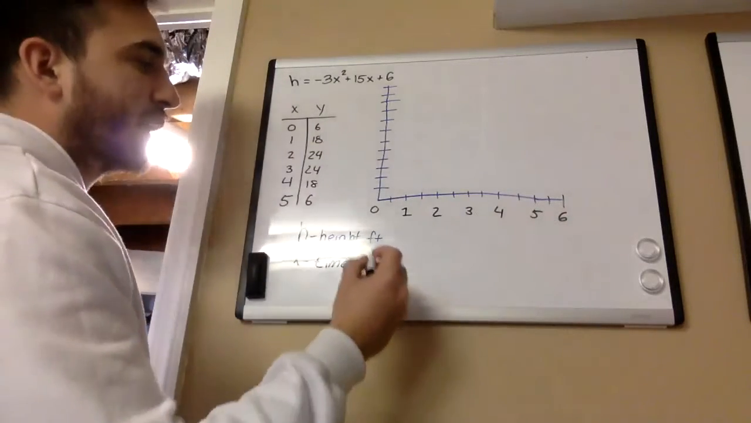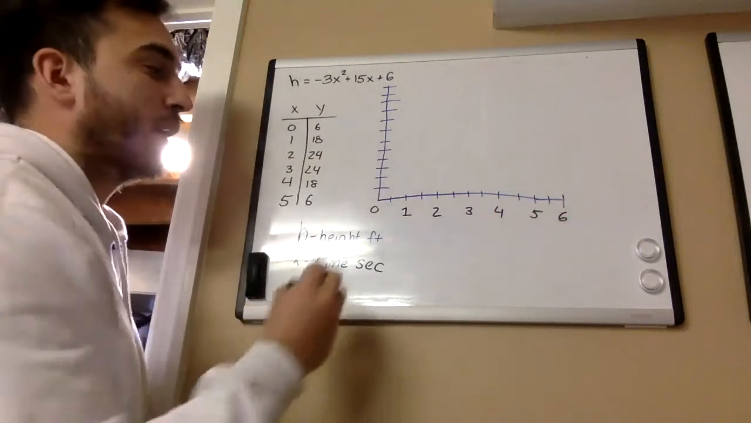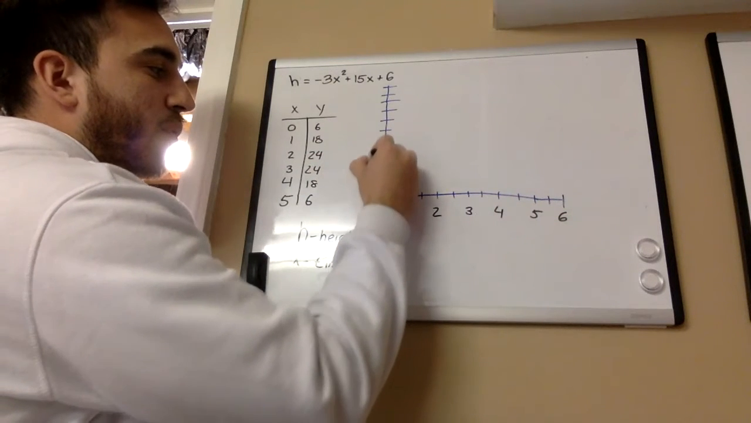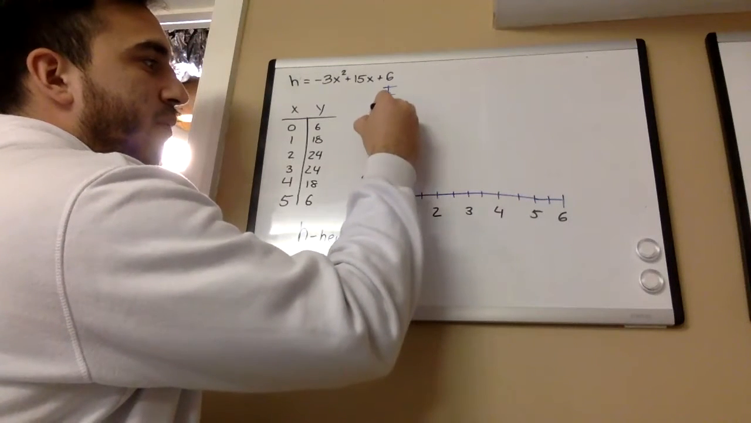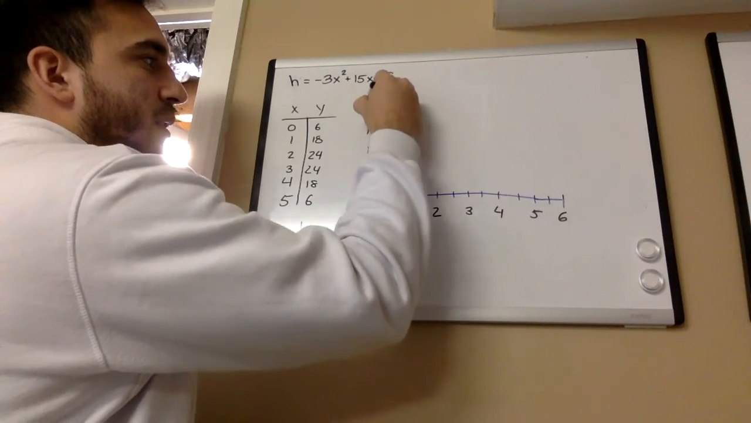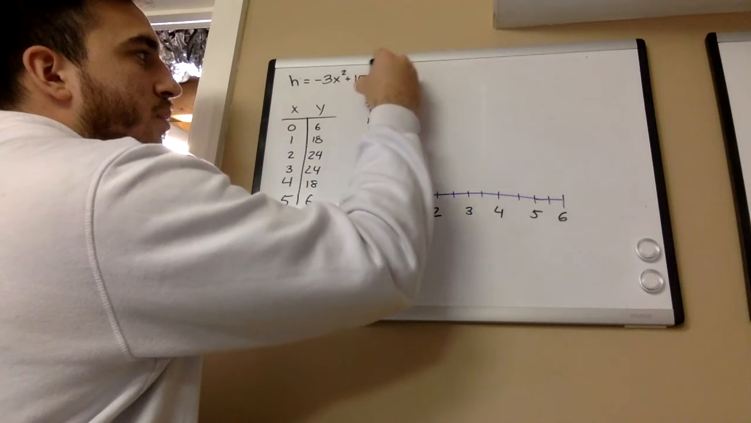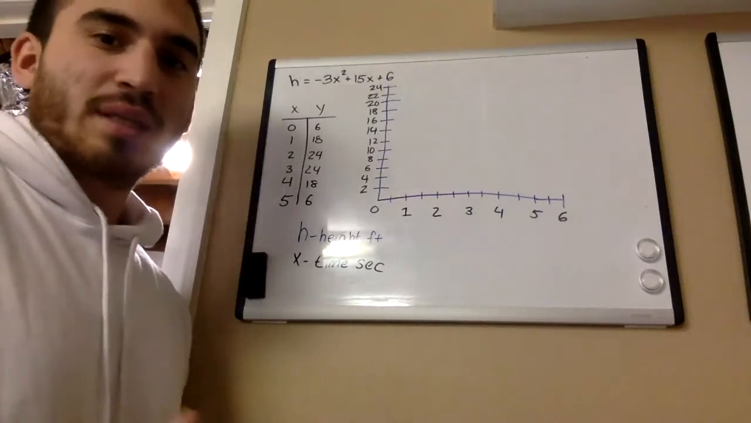However, on our y-axis, if I go up by ones, I will not reach 24, which is my biggest number. To do it correctly, I need to go up by 2s. 2, 4, 6, 8, 10, 12, 14, 16, 18, 20, 22, 24, and that works perfectly. It's not always going to work perfectly, just in this case it did.